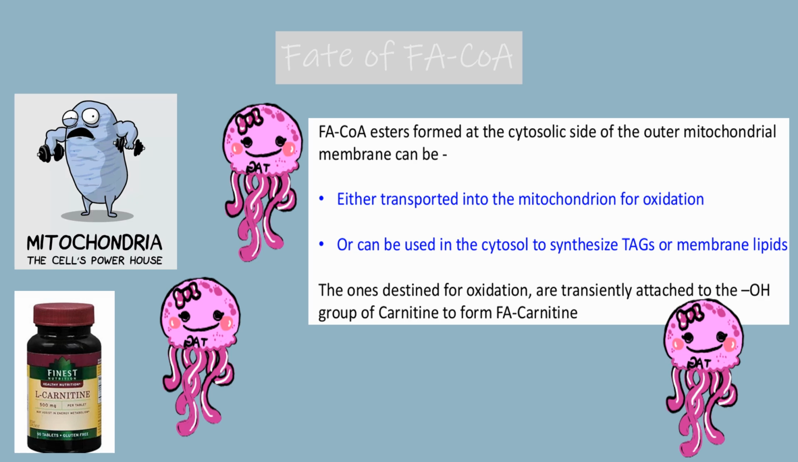And this can either be transported into the mitochondrion for oxidation or used in the cytosol to synthesize TAG, as seen here. And those destined for oxidation are transiently attached to the OH group, as we can see in the previous slide of the many OHs we've seen, of carnitine to form fatty acyl carnitine. And right here we can see a little example of our carnitine.